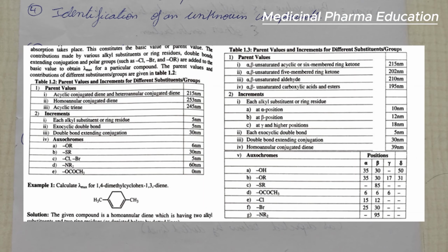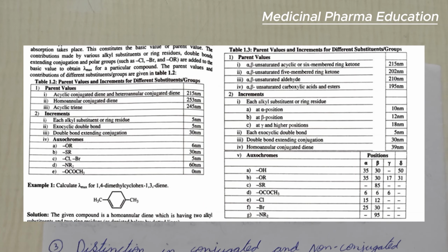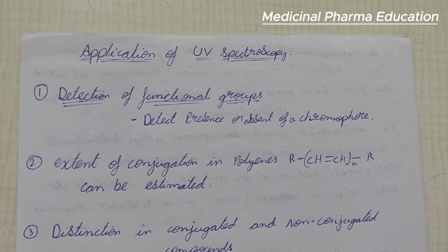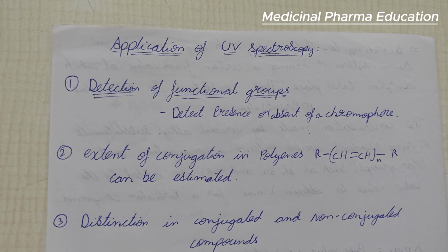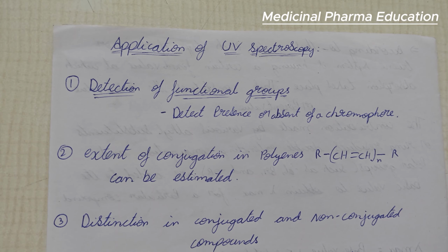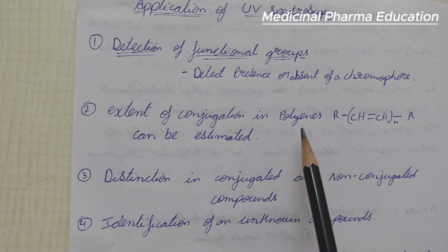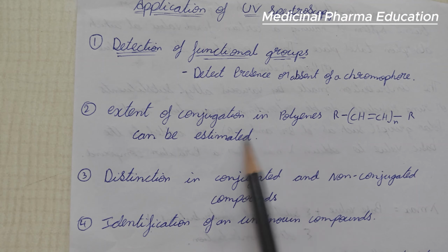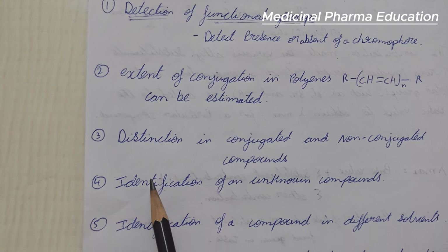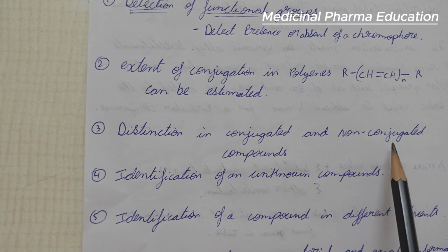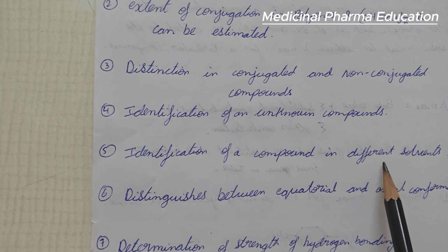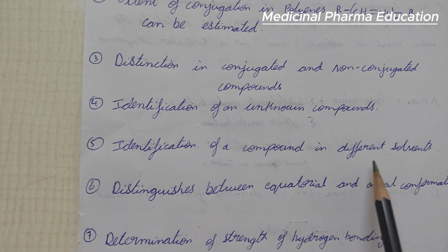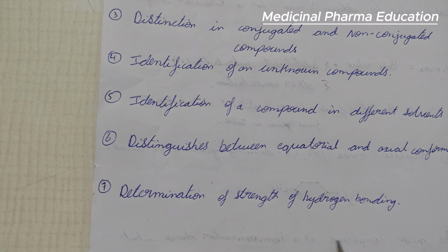And last in UV spectroscopy are applications. Applications are very easy. Detection of the functional group, and the extent of conjugation and polar groups in polyenes can be estimated. Distinction of conjugated and non-conjugated compounds, identification of unknown compounds, identification of compounds in different solvents, and determination of the strength of the hydrogen bond.